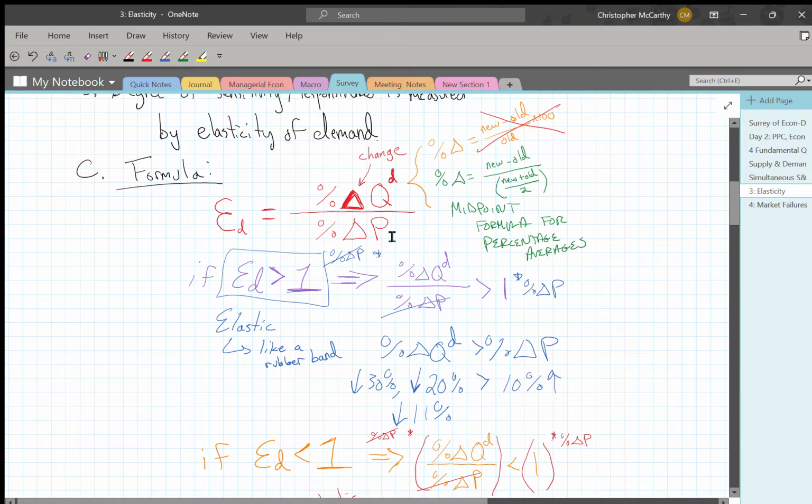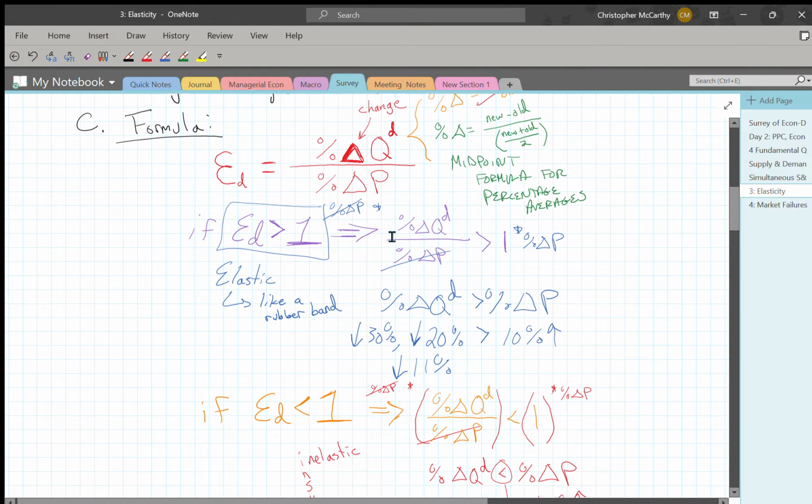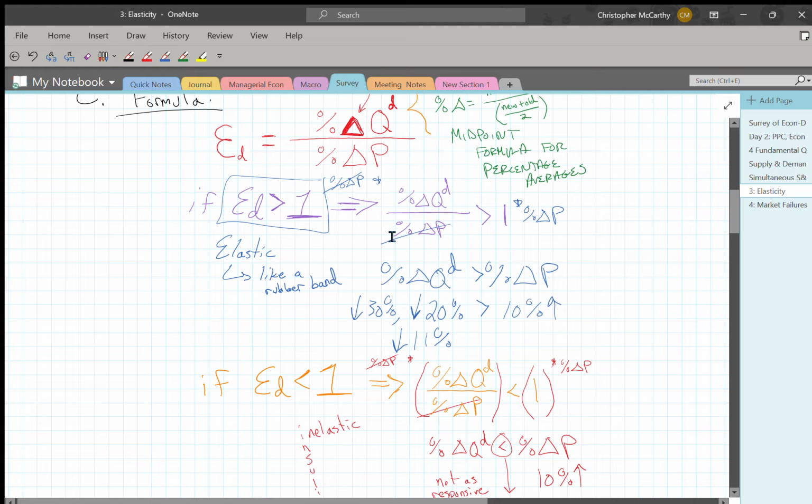We always have the price of something on the bottom. That's the way that we can remember. Quantity is always on the top. It's always the price of something on the bottom. So we're going to take the absolute value of the elasticity, and we're going to look at whether or not it's greater than 1 or if it's less than 1.